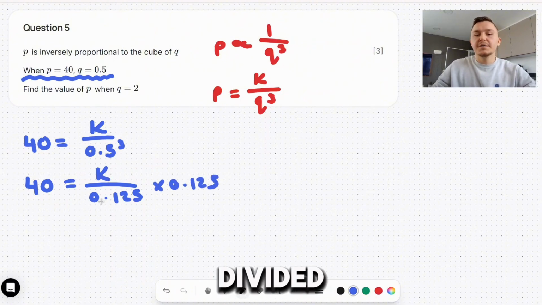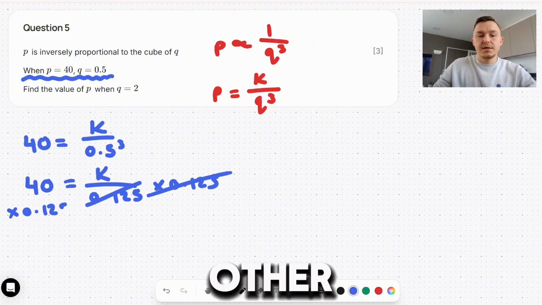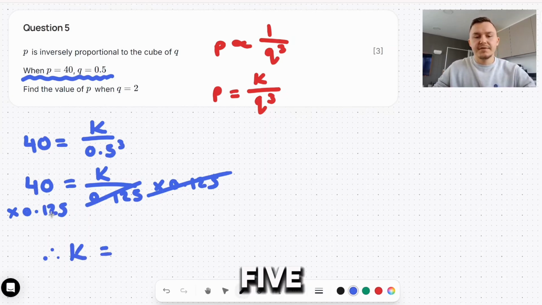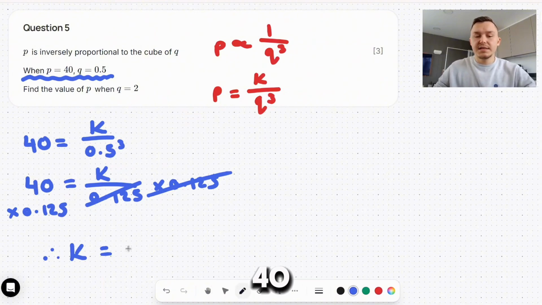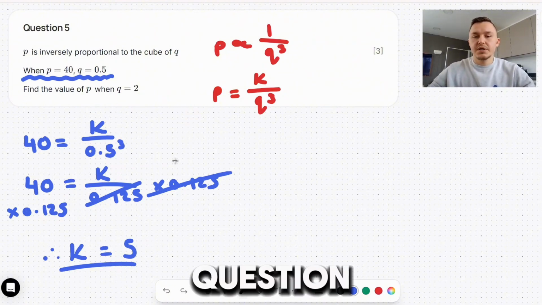And to solve for K, I need to multiply both sides by this 0.125. It was K divided by 0.125. If I want to get rid of it, I do the opposite of dividing, which is multiplying. And what I do to one side, I must do to the other. So now I can say that therefore K is 40 times 0.125. 0.125, you might know this, is an eighth. An eighth of 40 is just 5. So K is equal to 5. I can substitute this 5 into this equation that I've created so that I can use it for my final part of this question.